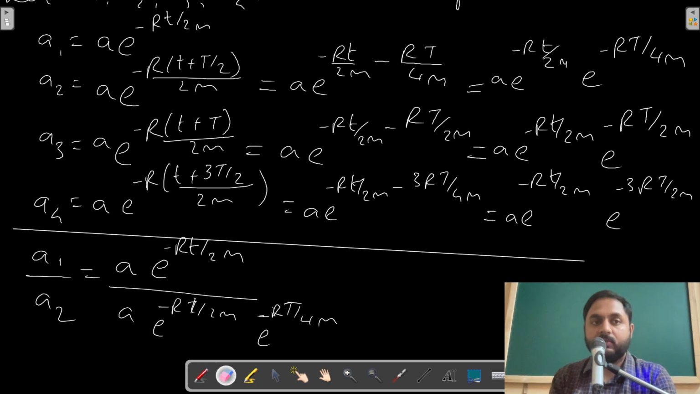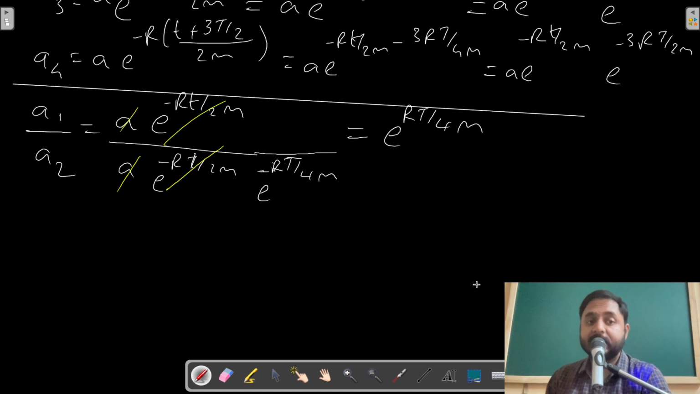If I simplify this further, these two terms will cancel out. The A cancels out, the e raised to minus rt by 2m cancels out, and finally what we are left with is e raised to, this is in the denominator. When this comes to the numerator, the minus turns to plus, so this will become rT by 4m. I hope this makes sense. Let us try one more.